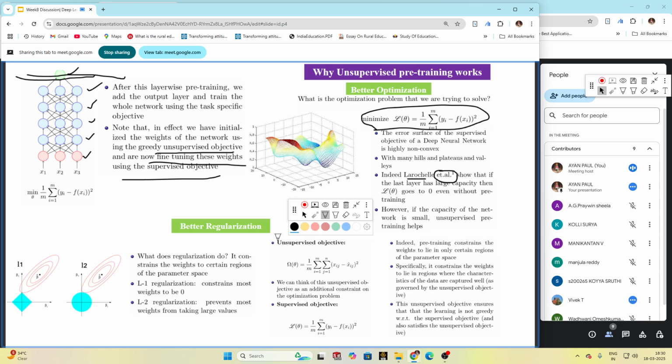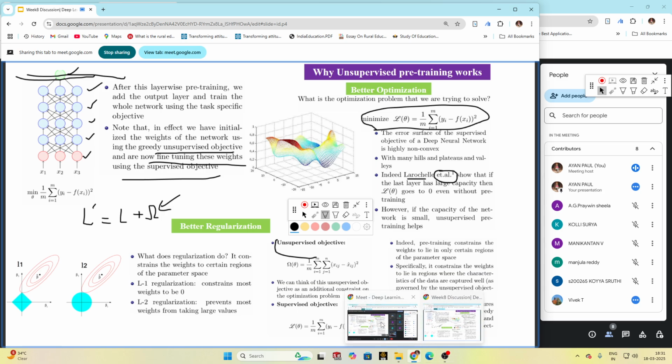Earlier I told you that we have loss L without regularization, but whenever we do regularization, we have this loss L dash, that is L plus omega theta. So in unsupervised learning, whatever training we are doing in an unsupervised way will correspond to this omega theta, and this L theta is our supervised loss. So we can explain the pre-training with the help of regularization also. So this is the concept.